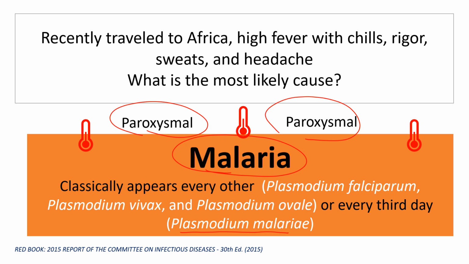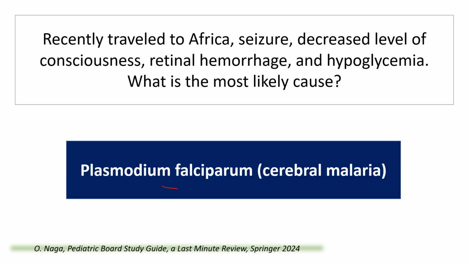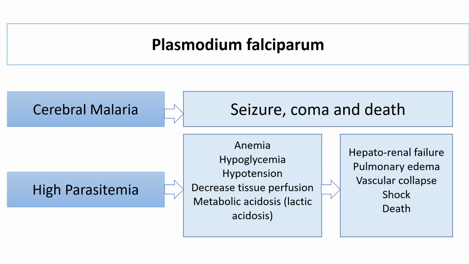But practically speaking, in real life, this pattern of fever is infrequently seen in children. Recently traveled to Africa, presenting now with seizure, decreased level of consciousness, retinal hemorrhage, and hypoglycemia. What is the most likely cause? Plasmodium falciparum, or cerebral malaria. Plasmodium falciparum can be associated with cerebral malaria, which is seizure, coma, and death.